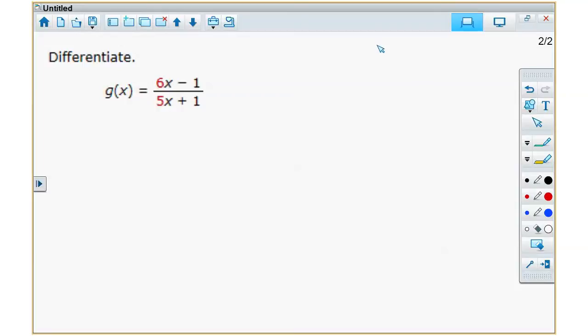There's 2 ways to do this one. We'll do both ways.